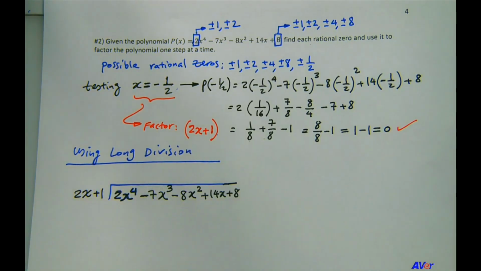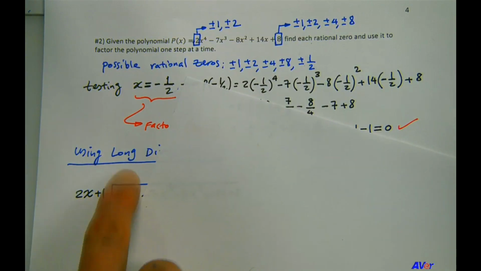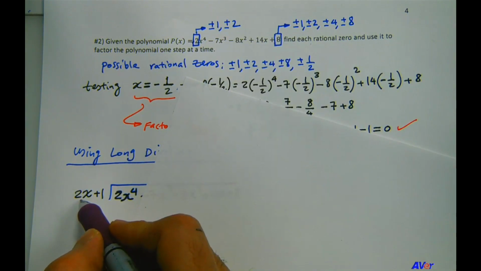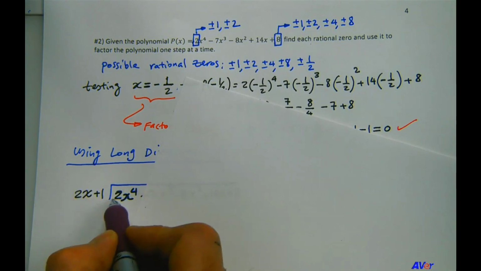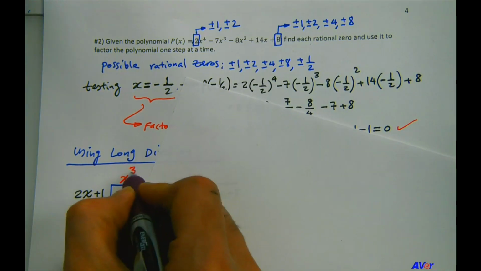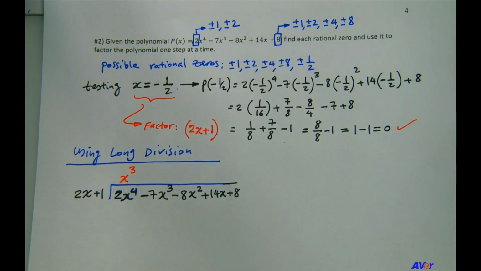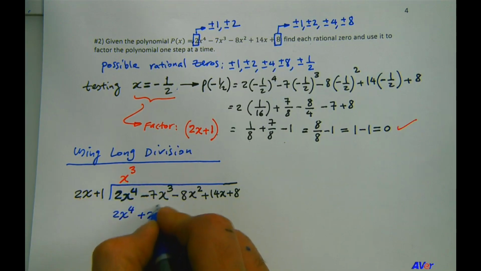Like before, we cover all those terms and look at this term. What should we put up here in the quotient such that if we multiply it by 2x, we get 2x to the 4th? We already have the 2, and we have 1x, so all we need is x cubed to multiply by this to get this. So x cubed times 2x, we get 2x to the 4th. x cubed times 1, plus x cubed.